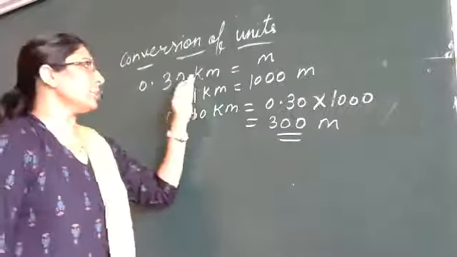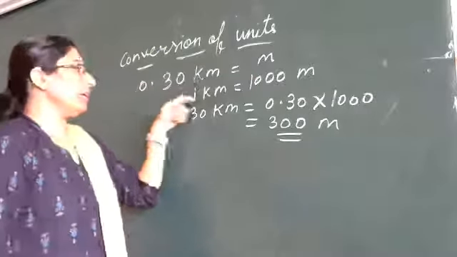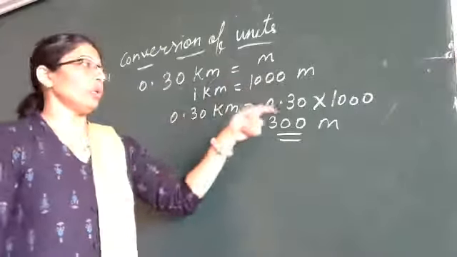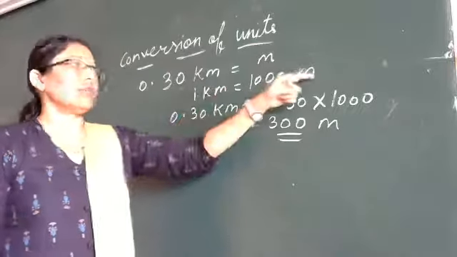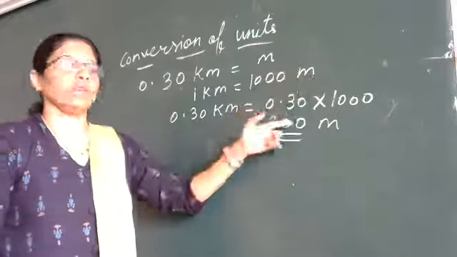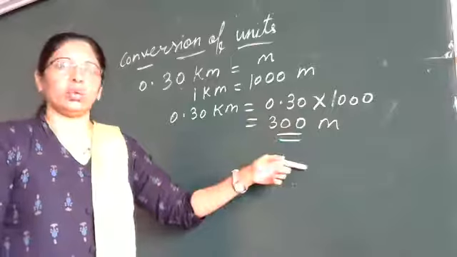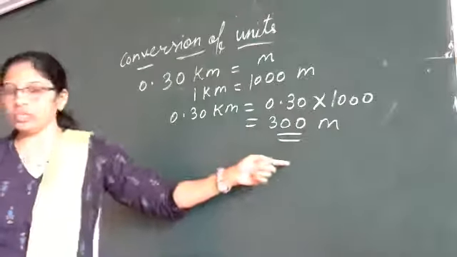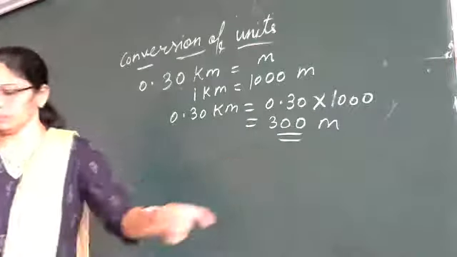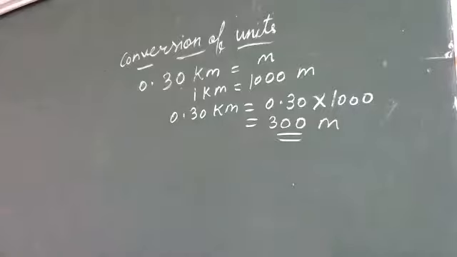So depending on this only, 1 kilometer is equal to what? So this is greater unit, convert it to smaller unit. We need to multiply. Only you have to remember this. Understood?